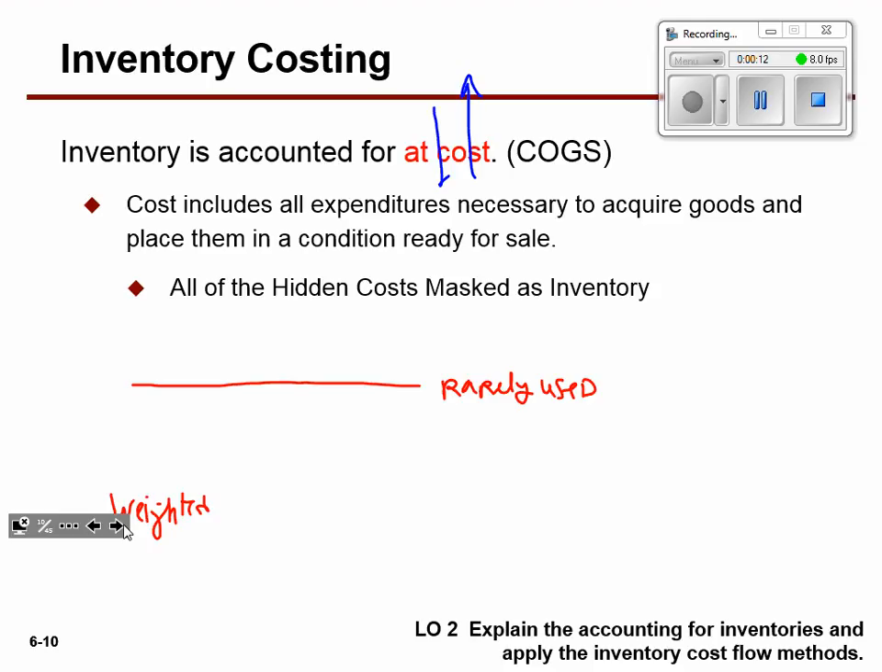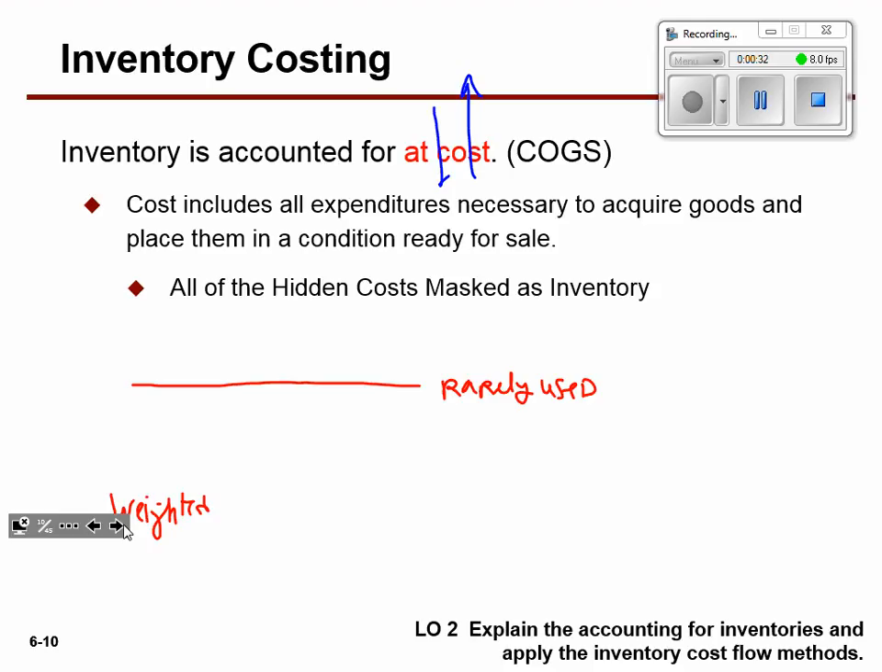When we look at inventory, we know that if we're a retailer, we're buying it from someone. We're going to turn around and sell it to someone. Chapter 5, we learned that stuff's not free. We're going to have a sale, but then we're also going to have this cost of goods sold that happens. The question is, at what cost?